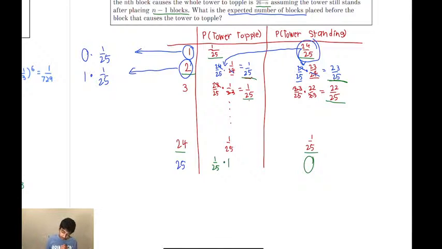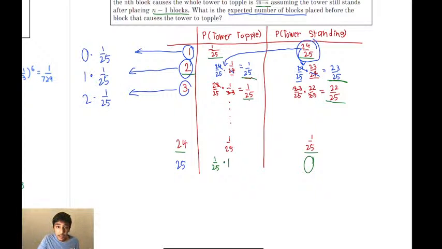We're almost done with this problem. So if the second block causes the tower to topple, there's a 1 over 25th chance the first block is the one placed before. And we keep going. This is going to be 2 times 1 over 25th, because there's a 1 over 25th chance the third block causes the tower to topple.